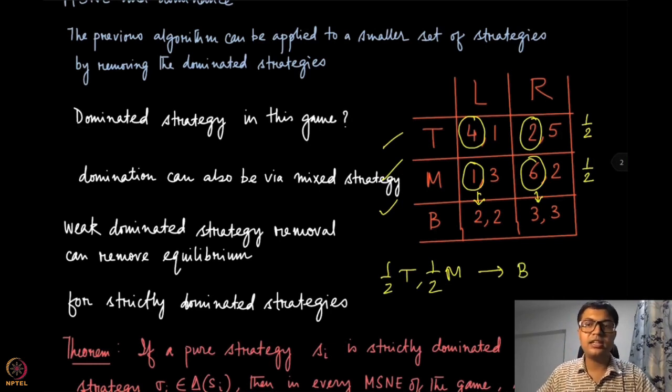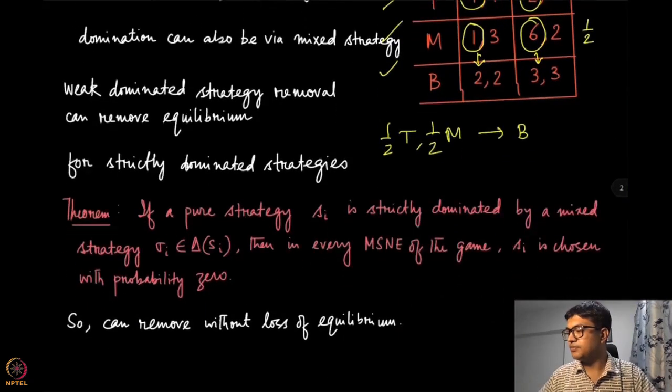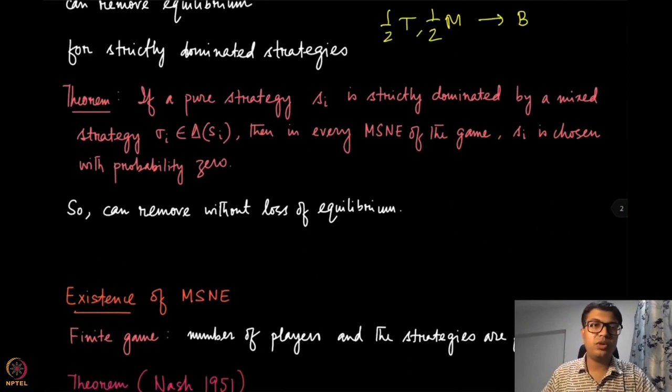This is an observation that we did not consider when we discussed pure strategy games. In pure strategy Nash equilibrium, we look for domination of strategies by another pure strategy, but here we can do that even for mixed strategies. Formally, if a pure strategy si is strictly dominated by a mixed strategy sigma i, then in every mixed strategy Nash equilibrium of that game, si is chosen with probability zero. You can take a look at the standard textbooks to find this proof. However, the intuition of the proof is very similar.